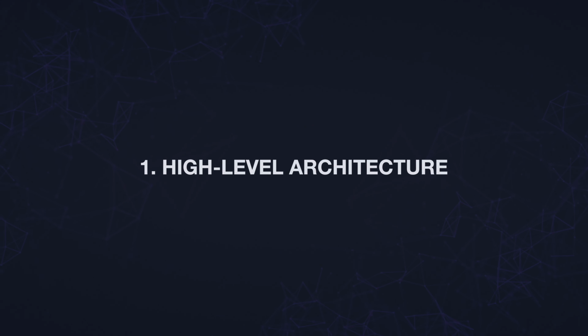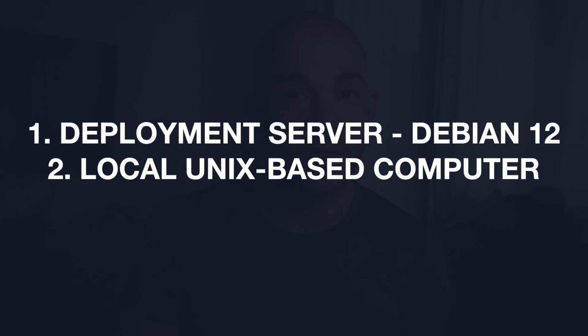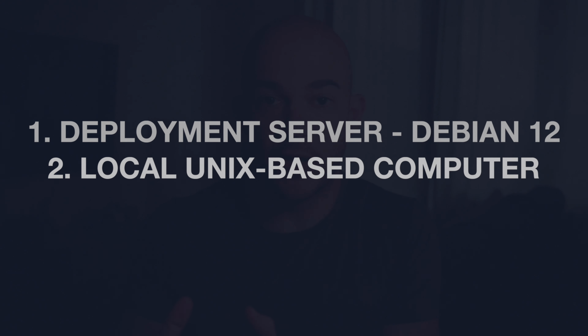Let's quickly clarify what we're building and what you need. You will need two machines. One deployment server running Debian 12, which will become the Chatmail relay. One local computer, which you will use to deploy and manage the server. In my examples, the local machine runs Ubuntu 24.04, but any Linux or Unix-like systems can work with small adjustments.